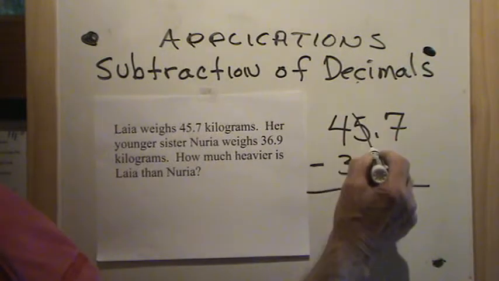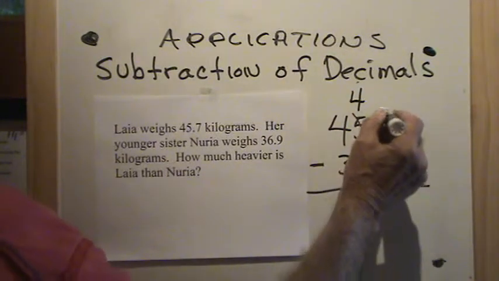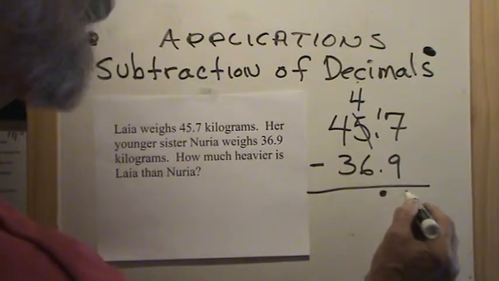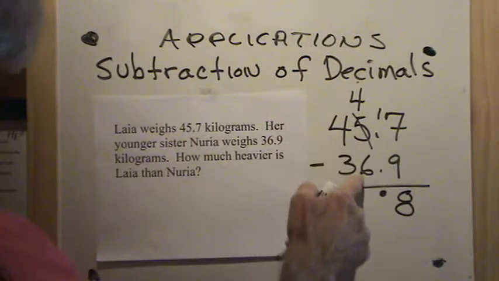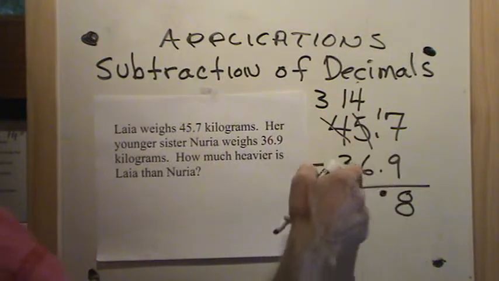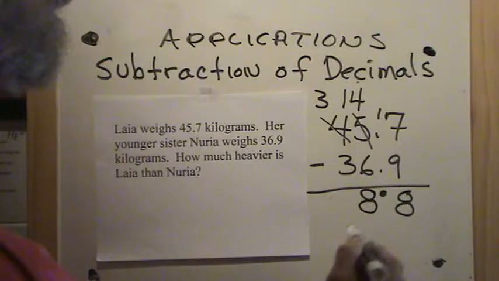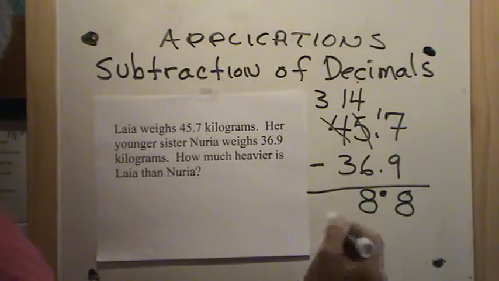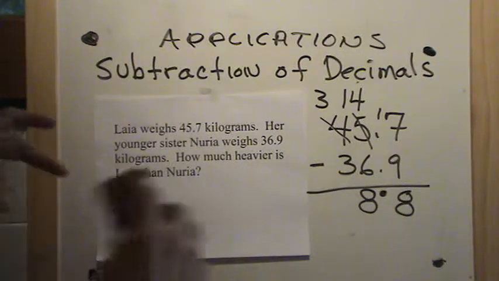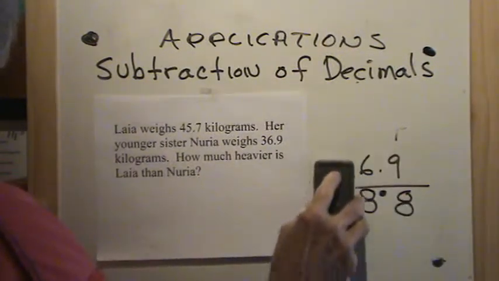Well, we're going to have to borrow here and make this a 4 and make that a 17. Okay, 17 take away 9 will give us 8. 4 take away 6, we can't do it, so we have to borrow here, make this a 3, make that a 14. 14 take away 6 is 8. And 3 take away 3 is 0, so we won't even put the 0 there. So we can say that Laya is 8 8/10 kilos heavier than her sister Noria. Well, good. Let's erase this. I'll put another one up for you.